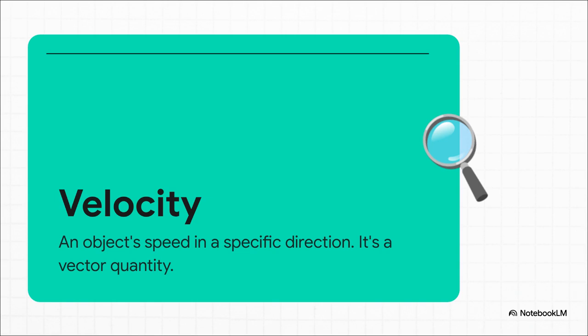It's our vector version of speed. It's an object's speed in a specific direction. So our pilot should have said 250 meters per second heading due east. See? Now we have the full story. Speed is how fast, velocity is how fast, and in what direction.